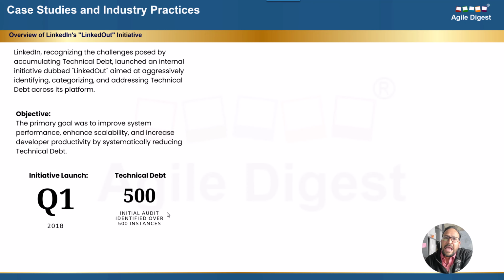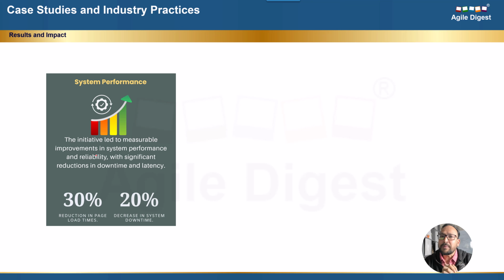This is where it will bring up the collaboration. So collaboration and knowledge sharing will increase. Engineers across different teams shared best practices and solutions for common technical debt challenges, fostering a culture of continuous learning and improvement. So what's the result and impact? System performance, right? The initiative led to measurable improvement in system performance and reliability, with significant reductions in downtime and latency, 30% reduction in page load times and 20% decrease in system downtime.